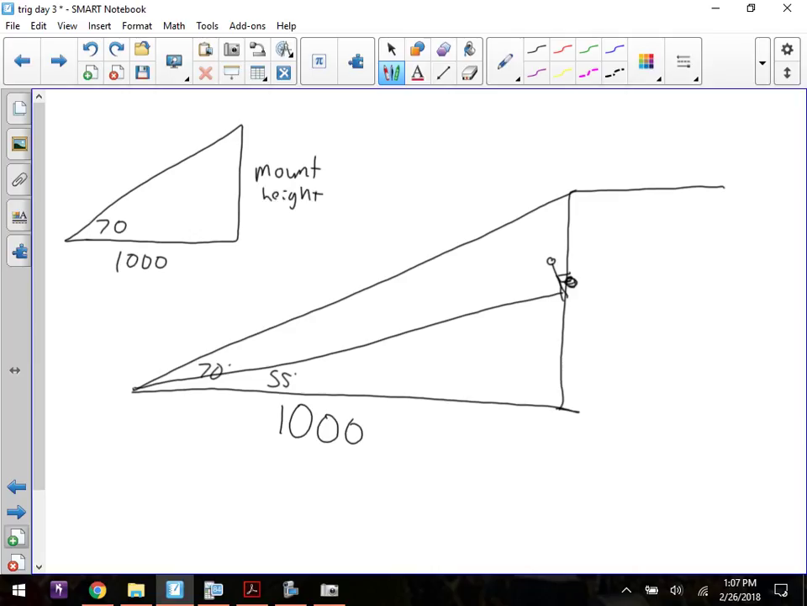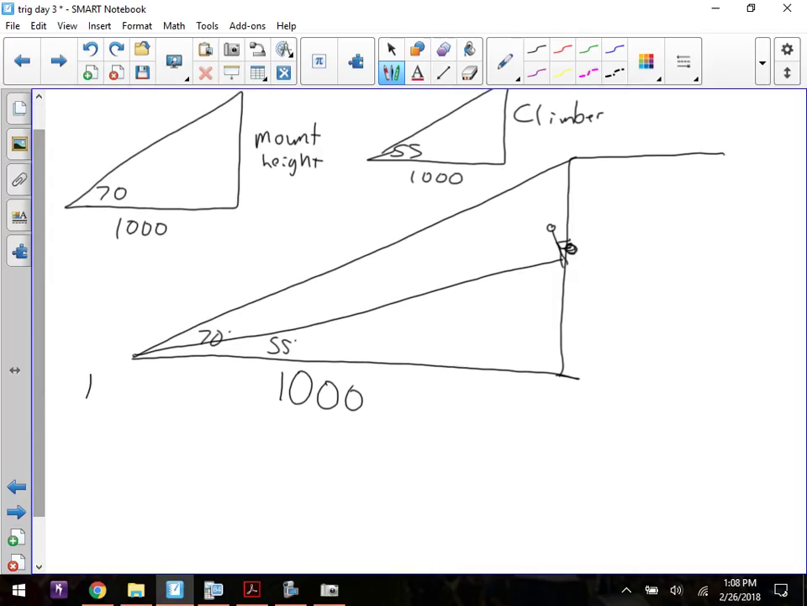If you look at the other one, the 55, this gives you the climber height. Now, what trig function would you use to find the height of the mountain, knowing the angle and its adjacent? Tangent. Very good. So I would set that up, knowing that the tangent of 70 is something over 1,000.